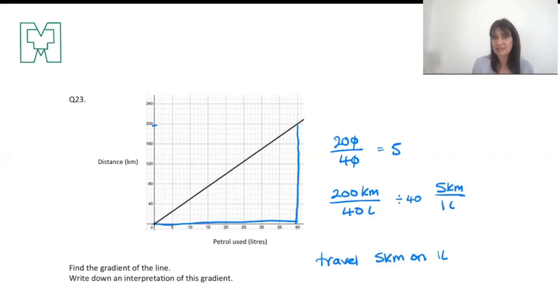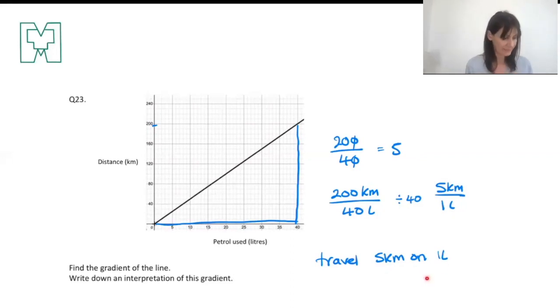All right. Now, equally, it's not asking for it in its sort of simplest explanation. So you could have just said you can travel 200 kilometers on 40 liters. That is an interpretation of that gradient, and you should be able to get marks on that. However, because our gradient was given as 5, because that's an accurate numerical value for our gradient, it would make a lot more sense to talk about the 5 here.